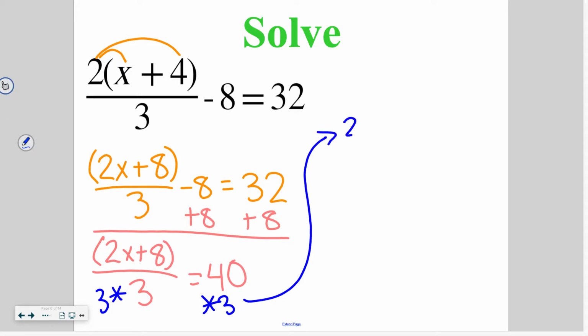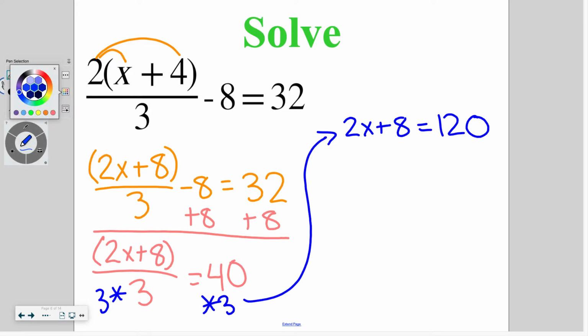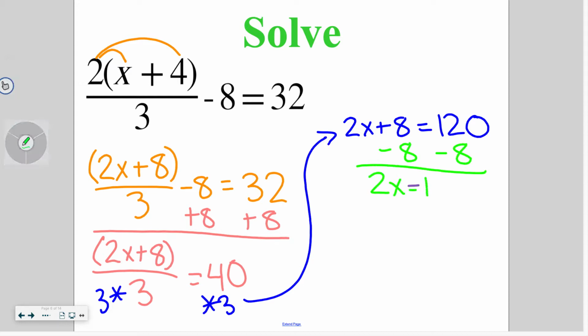And I've got 2x plus 8 is equal to 120. Now that everything else is gone, those parentheses around that numerator are gone as well. So I'm going to subtract 8 from both sides, giving me 2x is equal to 112. And I am going to finish up by dividing by 2, giving me a final answer of x is equal to 56.